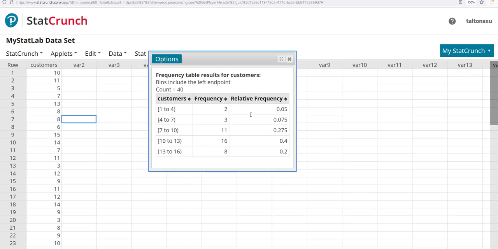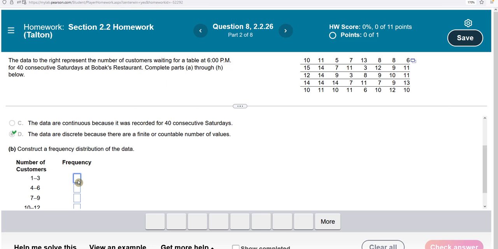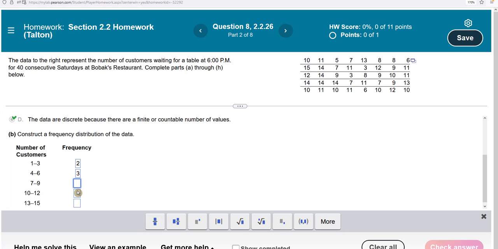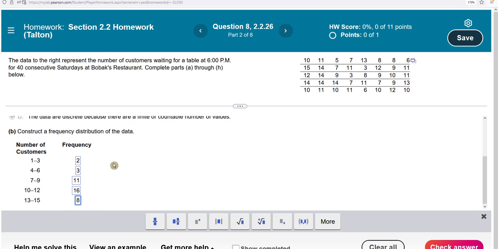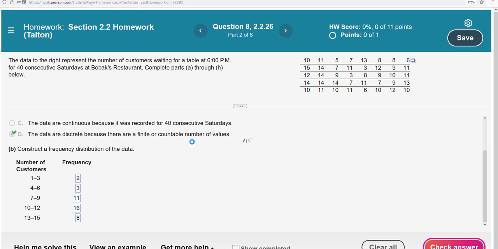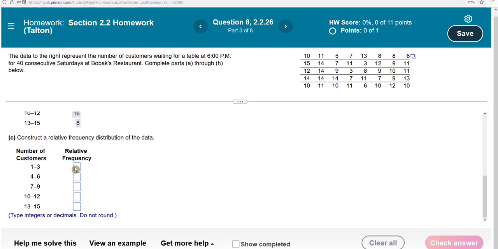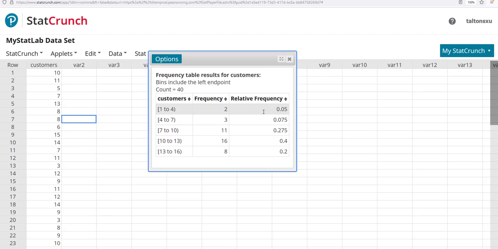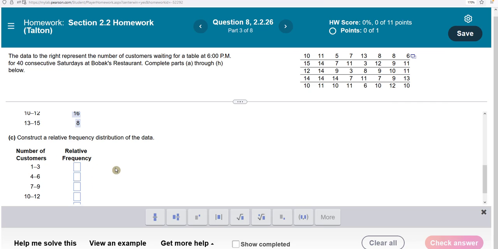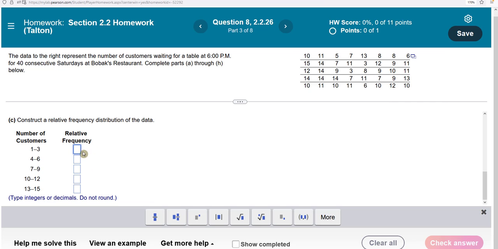So let's go ahead and type in the frequencies. We get 2, 3, 11, 16, and the last one was 8. Okay. Go ahead and check my answer. Okay, I got that right. Now the next one should ask for the relative frequency. And if you look at our table, we already got our relative frequency there. And it says type as decimal. So let's go ahead and type this in.